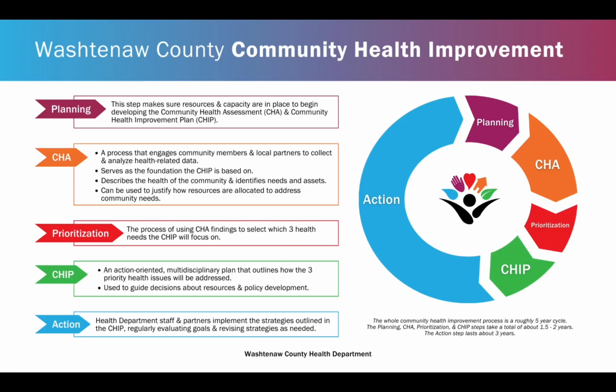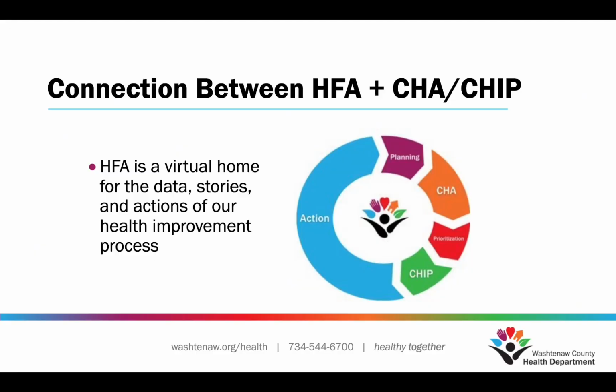The Health for All website serves as the primary home to Washtenaw County's Community Health Improvement Plan, also known as the CHIP. The CHIP is roughly a 5-year cycle, which begins with planning, a community health assessment, a prioritization phase, a CHIP development phase, and then an action phase. Right now, we are in the action phase, which lasts about 3 years. On the website, you will find the data, stories, and actions of the Community Health Improvement Plan process.